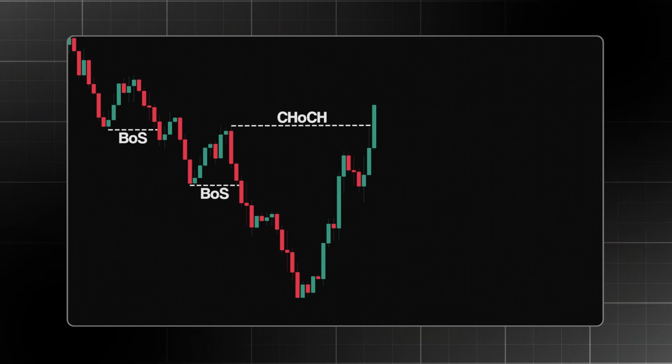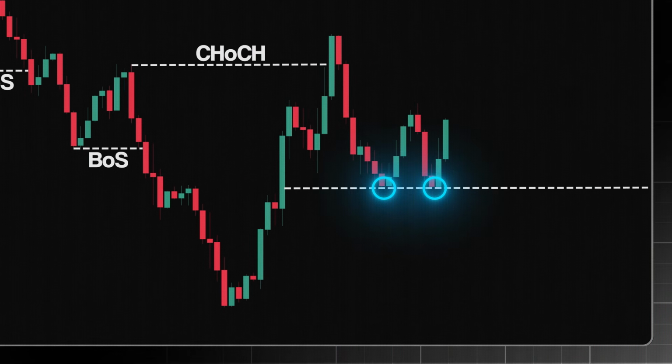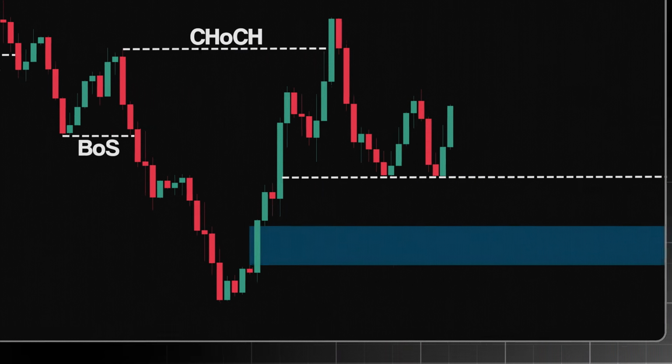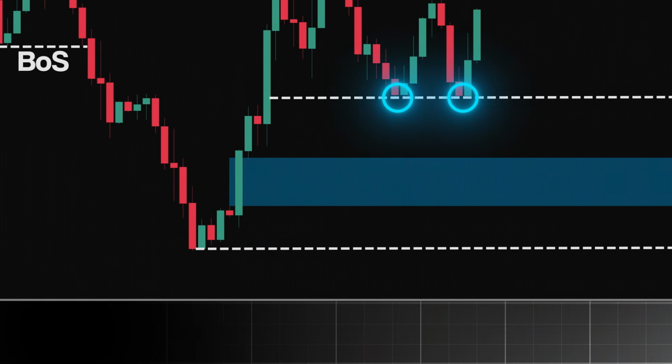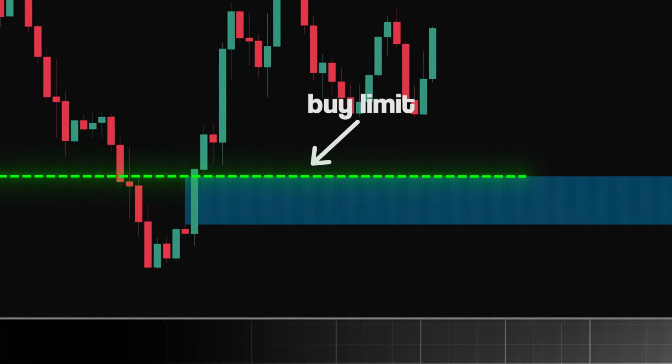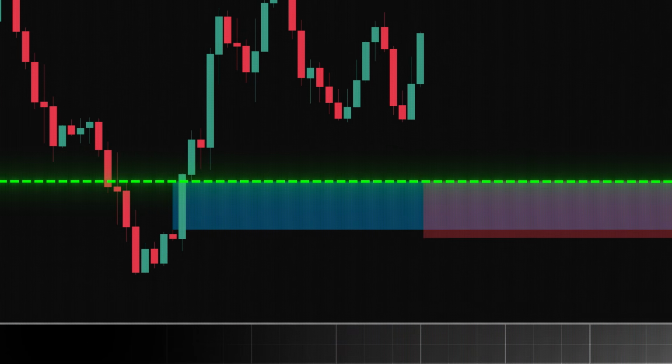After the change of character, price starts to slow down, and we can see a liquidity level forming. This is a level where price is rejected 2 times. At the same time, a fair value gap forms between the previous major low and the liquidity level. Now we place a buy limit order at the upper boundary of the fair value gap. The stop loss goes slightly below the fair value gap.